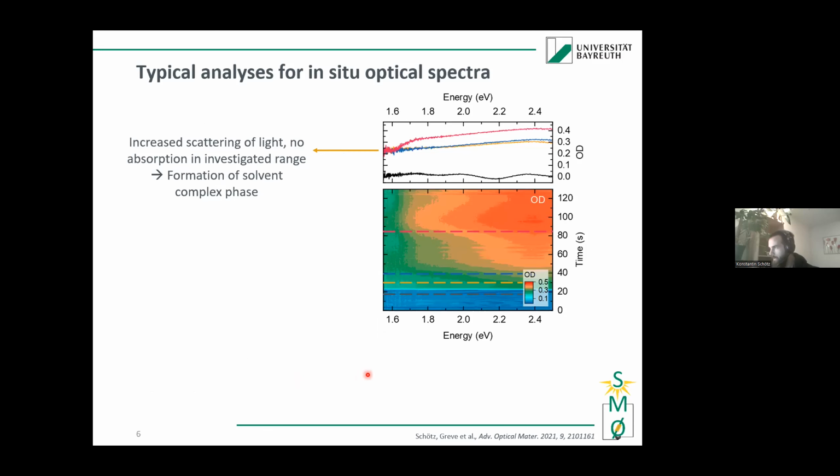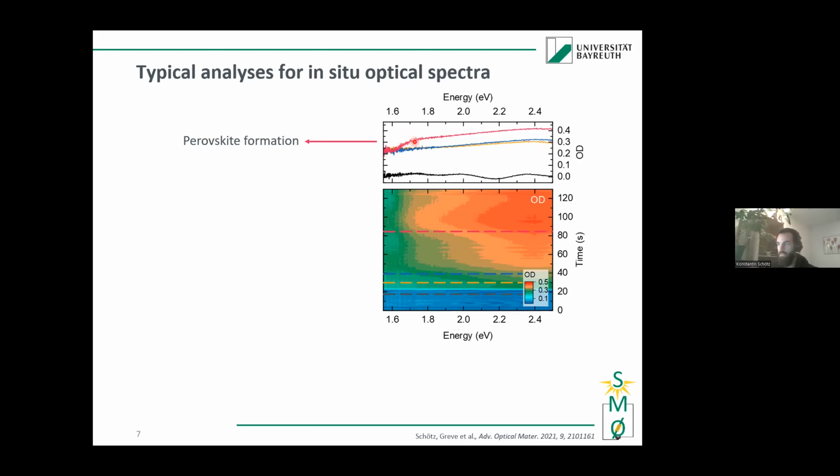Okay, going to the next spectra, this orange one and this blue one here, they are rather flat spectra, a constant offset in the absorption. This is the signature of some scattering objects in the light path. And we know from the final film that this is basically due to the formation of the solvent complex phase in this needle-like structure. Only slowly at later times, we see the evolution of the absorption edge. This is basically the formation of the perovskite then.